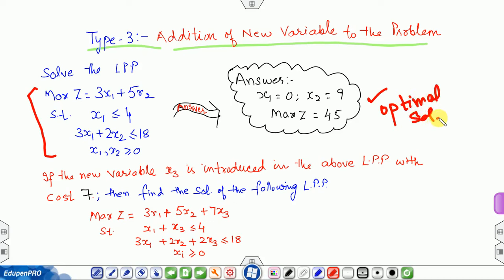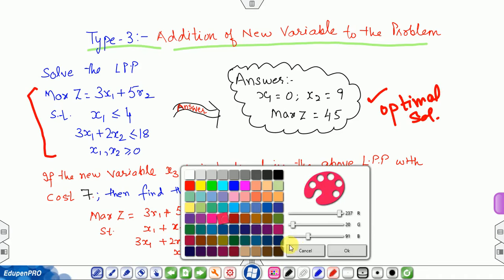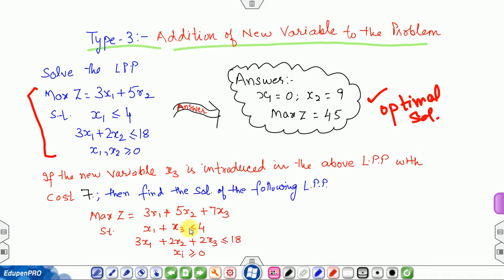Now the question is, we want to add a new variable, x3, into the given LPP. Then what will happen? We have to add the new variable x3 into this LPP, whose cost is 7. It means the original is 3x1 plus 5x2, and I have to add the new cost 7 for the variable, so that is 7x3.